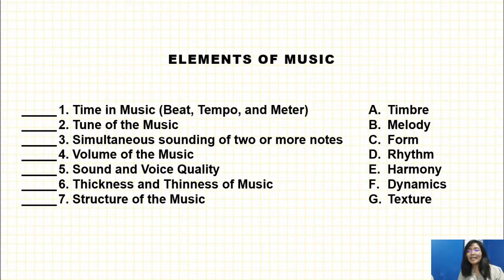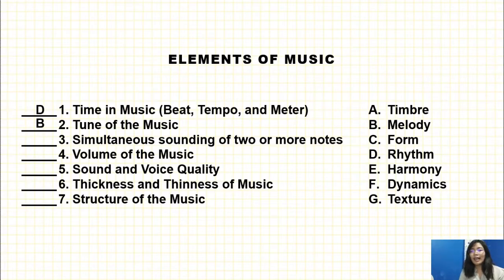The answer is letter D, rhythm. Number 2, it is the tune of the music. During the first quarter, we identified this also as the horizontal organization of notes. The answer is letter B, melody. Number 3, simultaneous sounding of two or more notes. These elements are prominent in the choir. We have soprano, alto, tenor, and bass.